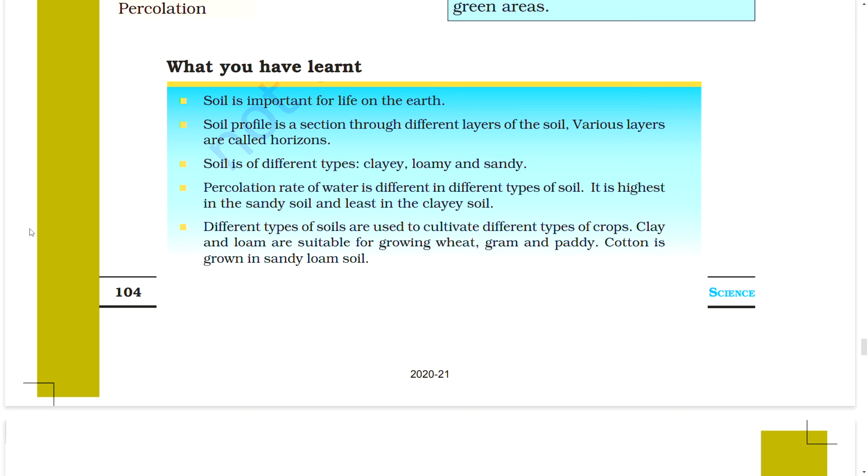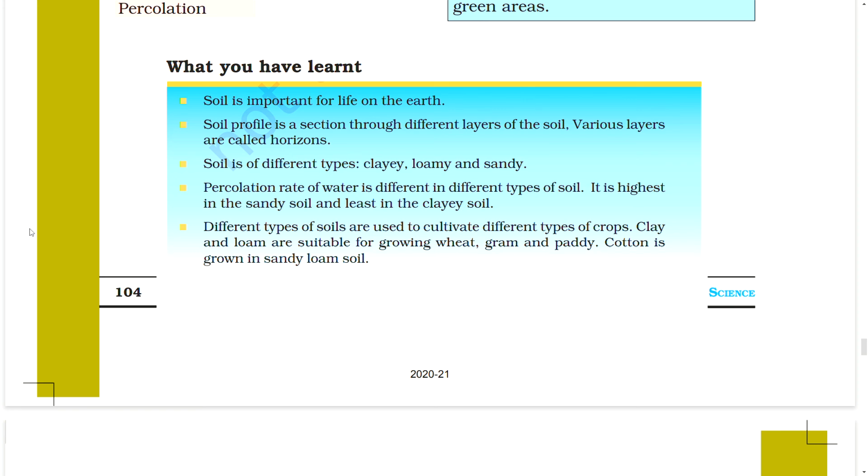What you have learned. Soil is important for life on the earth. Soil profile is a section through different layers of the soil. Various layers are called horizons. Soil is of different types: clay, loamy and sandy. Percolation rate of water is different in different types of soil. It is highest in the sandy soil and least in the clay soil.